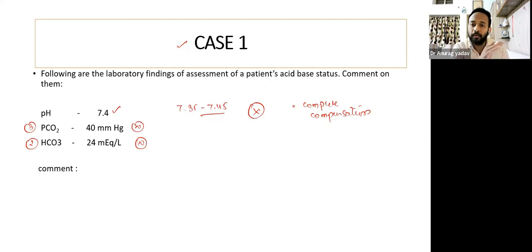So definitively this person is not at all having any abnormality. His blood pH is normal. So what is our comment? Our comment is this report is completely normal. There is no acid-base disorder in this case. Okay, so this is how we are going to approach the next ones also.